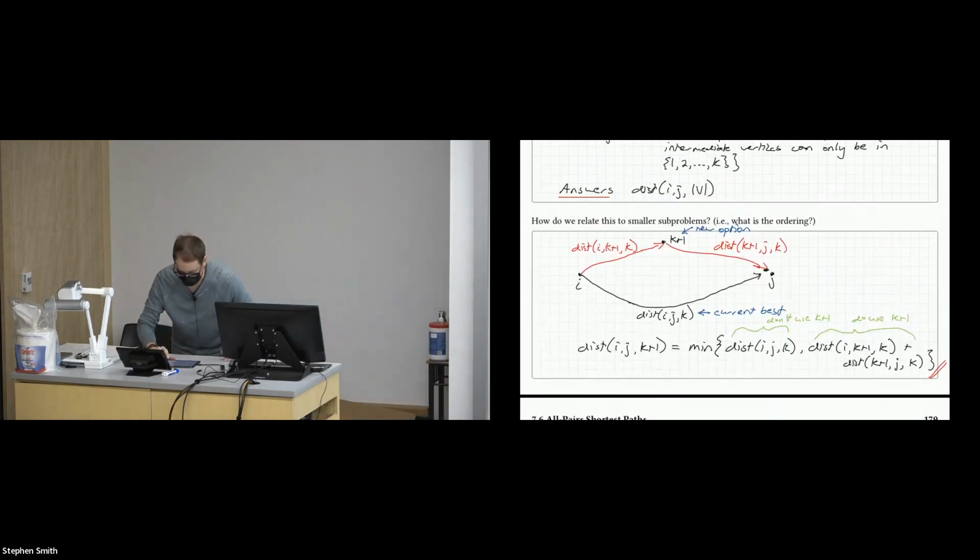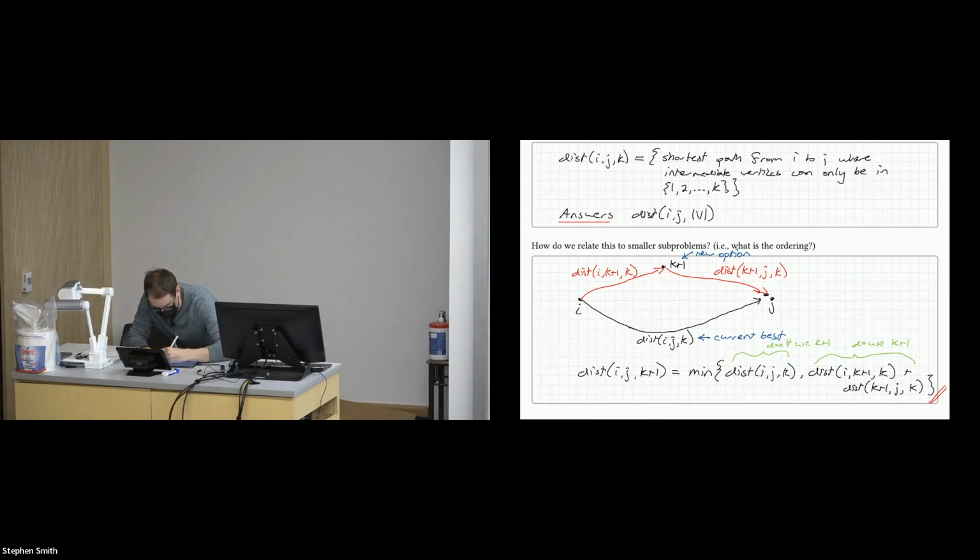K is the vertex. So maybe let me draw one more picture up here. Let's say this is my graph. So a subproblem could be, I want to go from i to j, from 1 to 5, and of all the vertices in between, I'm only allowed to use those that are, let's say, 1 or 2. So this is k equals 2.